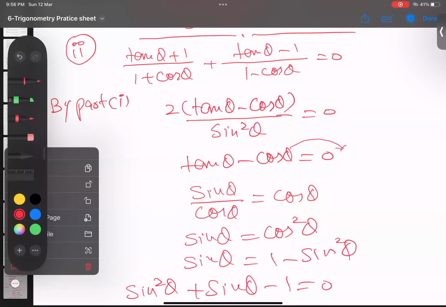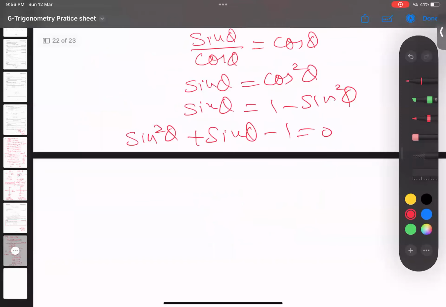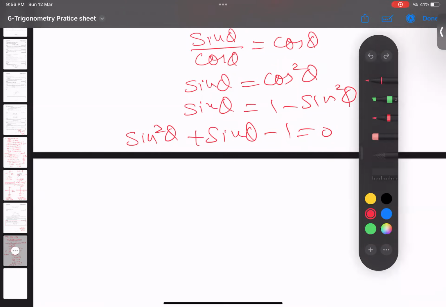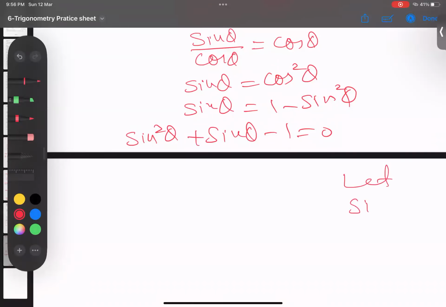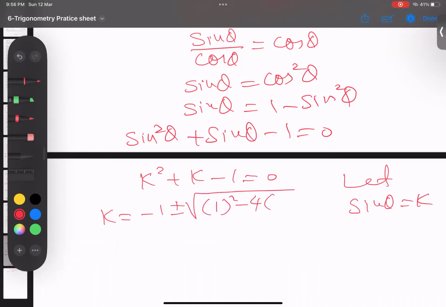And now I'm going to complete it. So here we have two choices. I think 1 into 1 is 1, or I think I can apply the quadratic formula. So I can assume let sine theta is equal to k, and k to the power 2 plus k minus 1 equal to 0. After that apply the quadratic formula: minus b plus or minus root of b square minus 4ac, by 2a. And I get two answers.